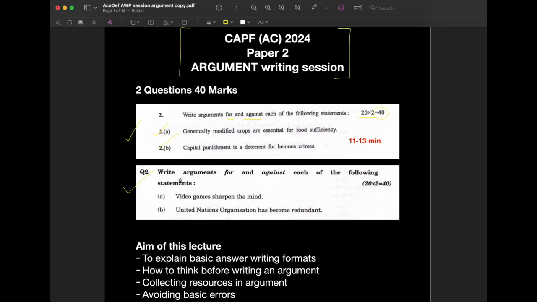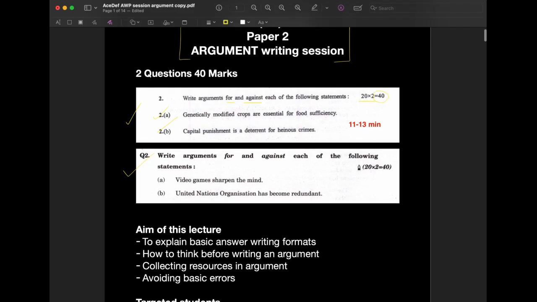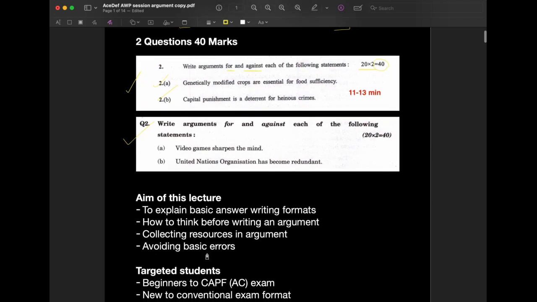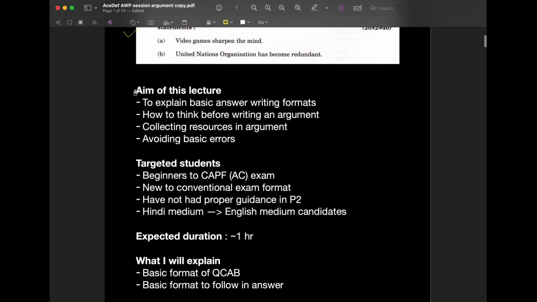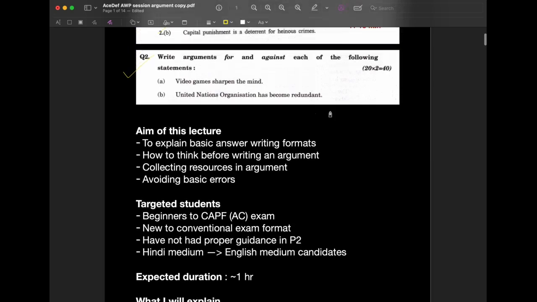Next, this is again for 2022. So this is the same pattern which is being followed. Always question 2 is going to come with A and B parts. Now what is the aim of this lecture? The aim is to explain the basic answer writing formats, how to write an argument, and how to think before writing an argument.